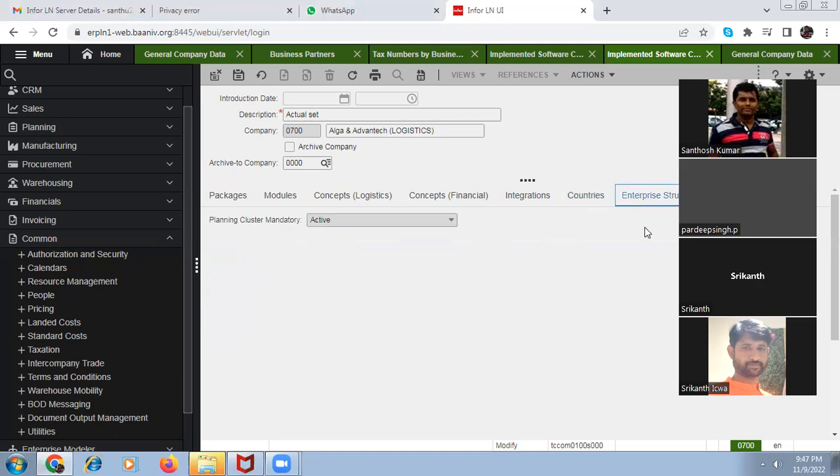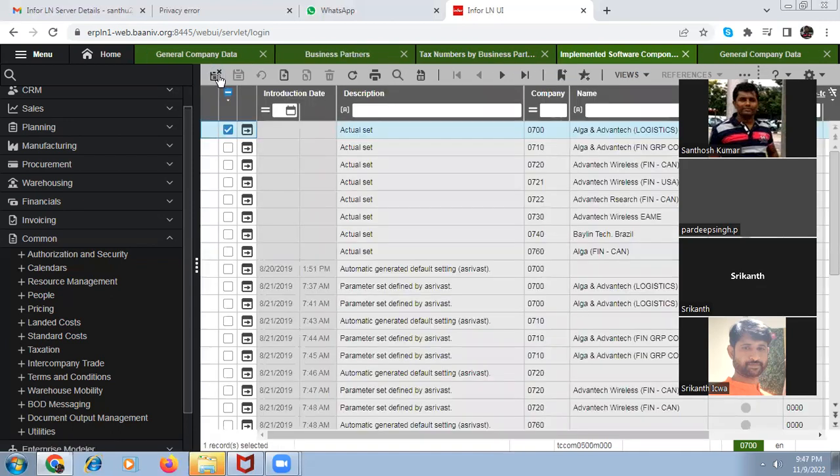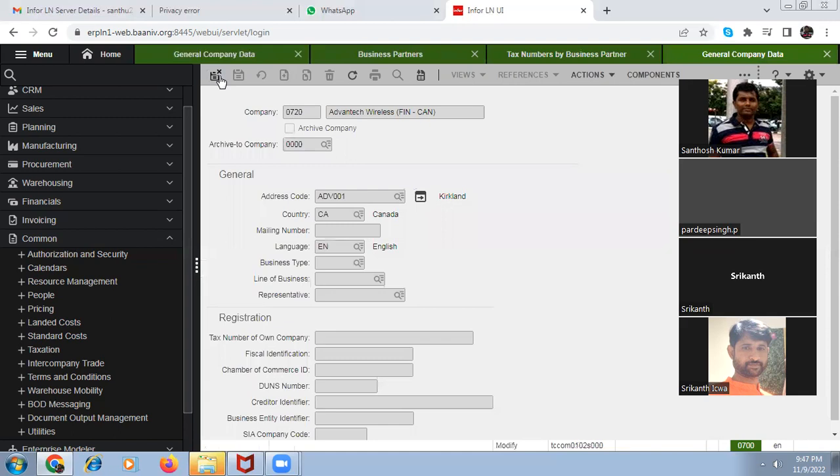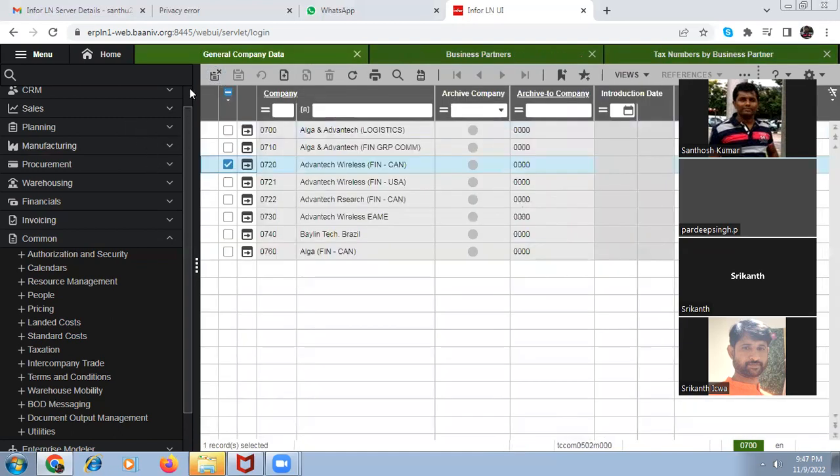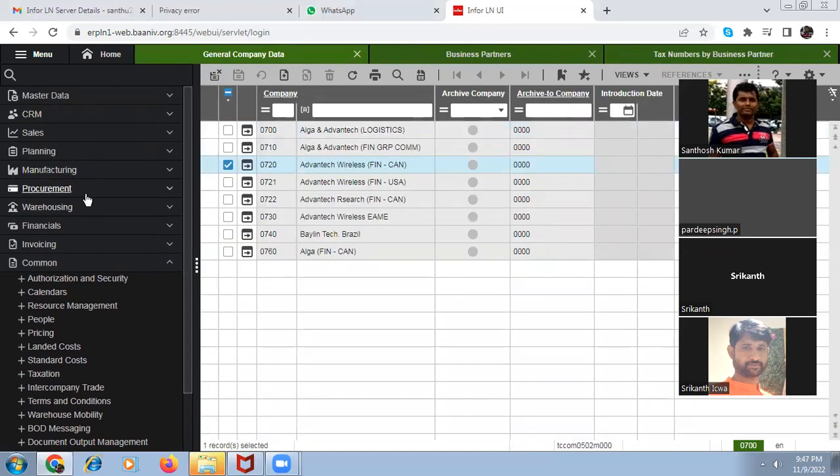Okay, enterprise structure is active. Not sure. This is like the implemented software components at a higher level. What kind of functionalities are you enabling in the company? So we cover only the basic core things.